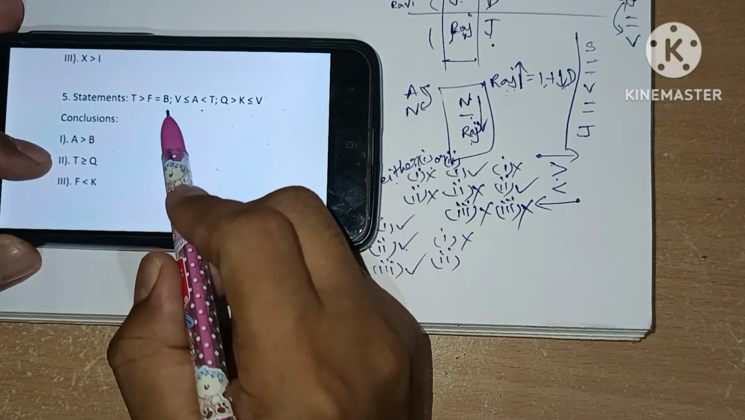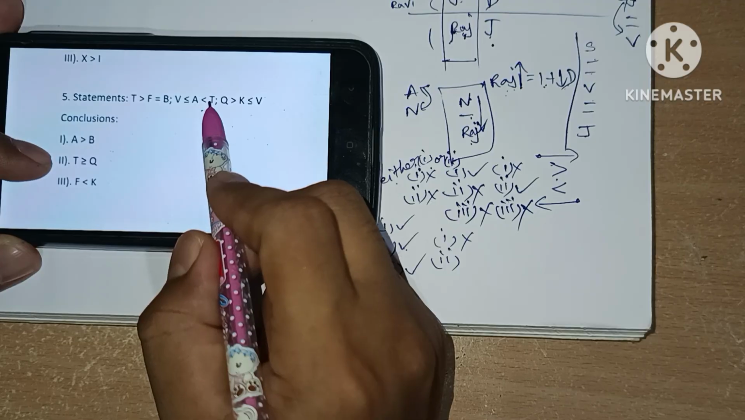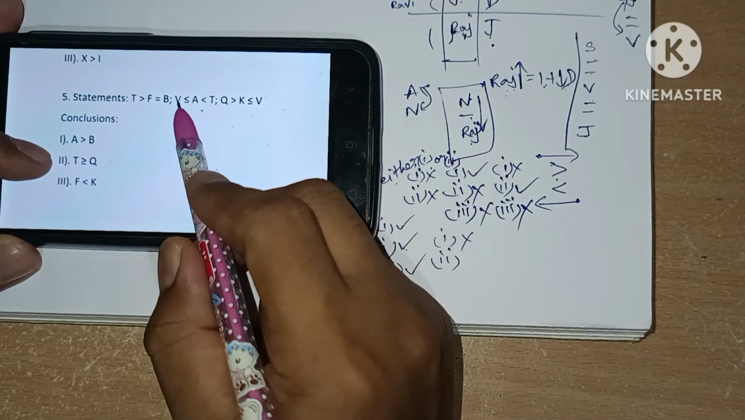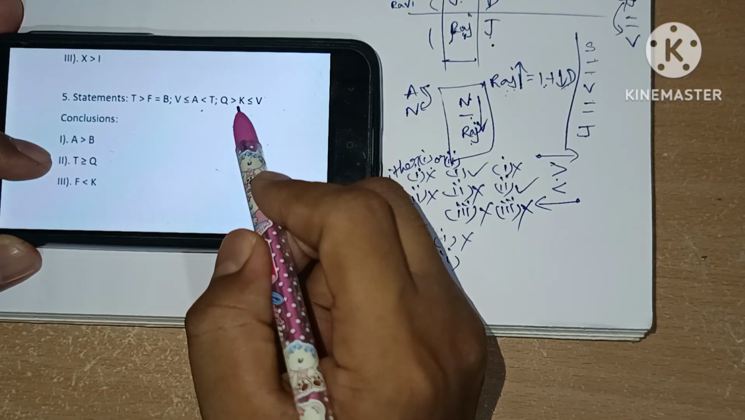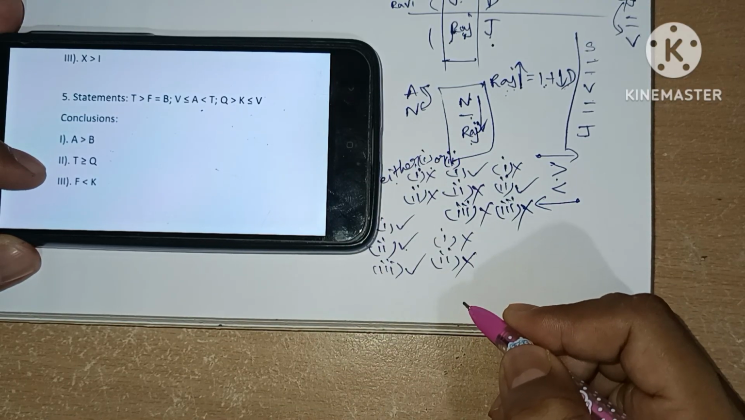So from T we can reach to A. From A we can reach to Q, K, V. From V we can reach to Q, K, but cannot reach to Q. So second conclusion is also false.